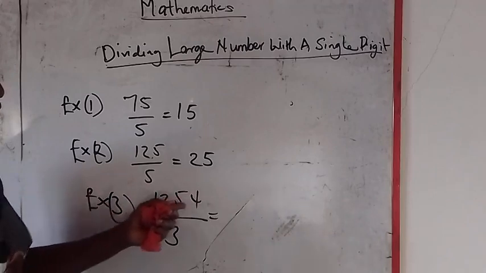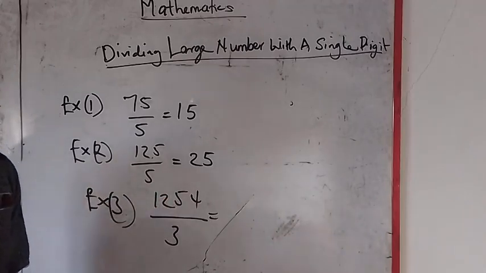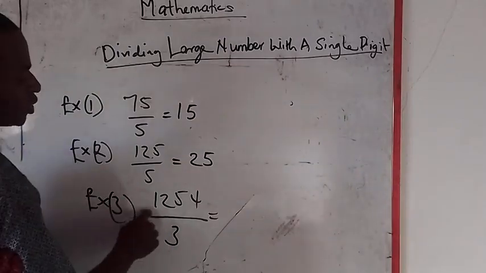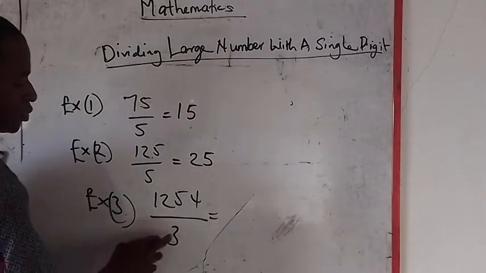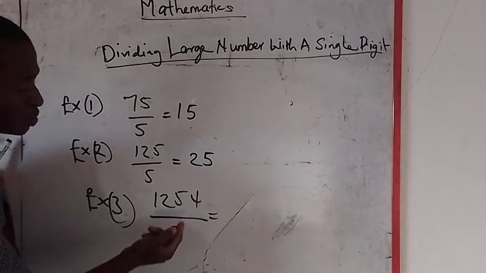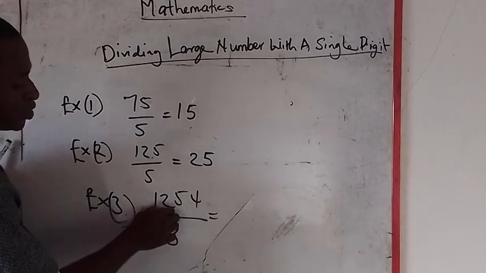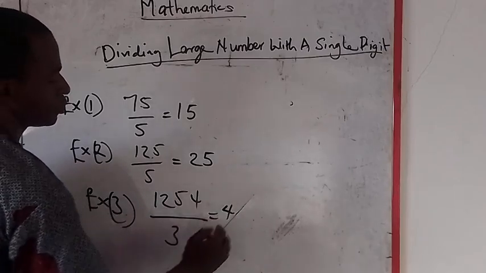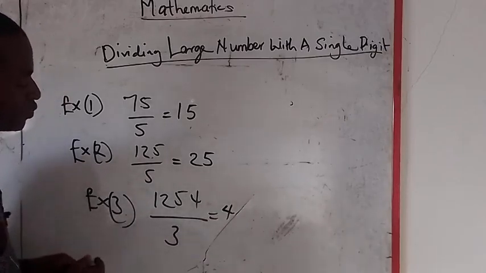Personally, I know that 3 can go into this. It's not because I've tried it, but because of some things I've seen there. But let's start with this one first before we go into that. Now, we are having 1254. 3 cannot go into 1. So we'll pick the first 2 digits. 3 into 12 will give us 4.